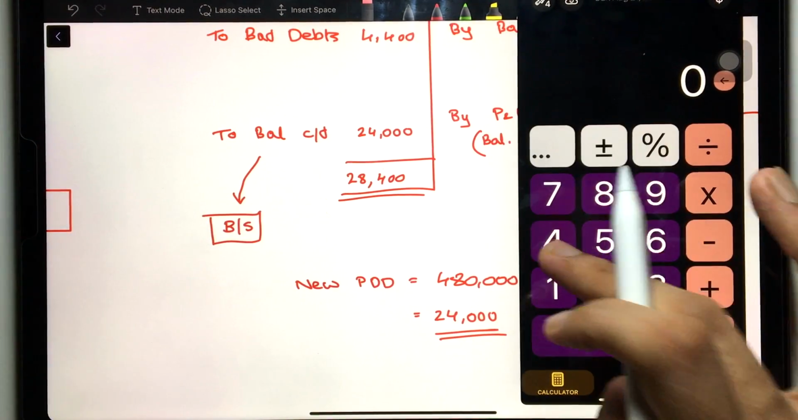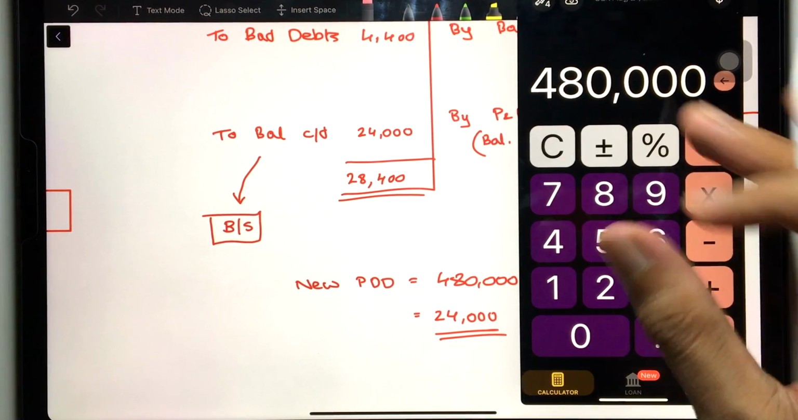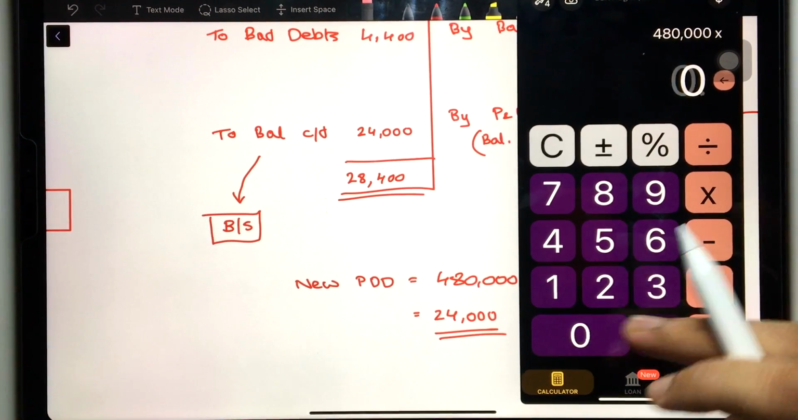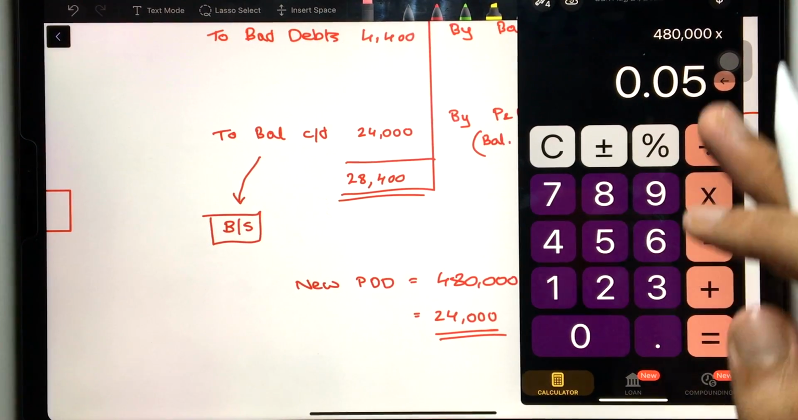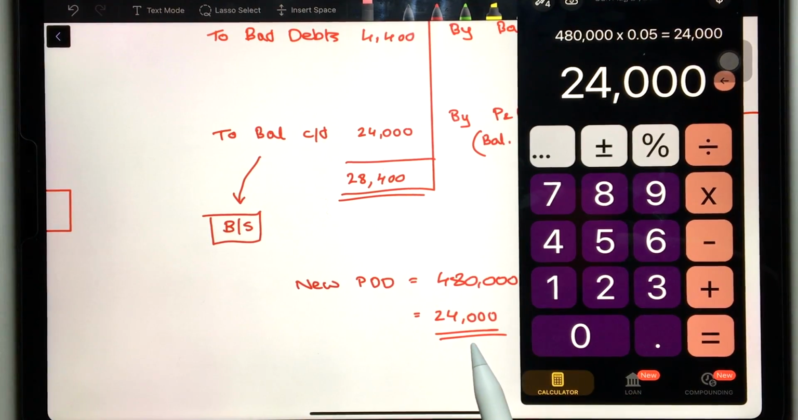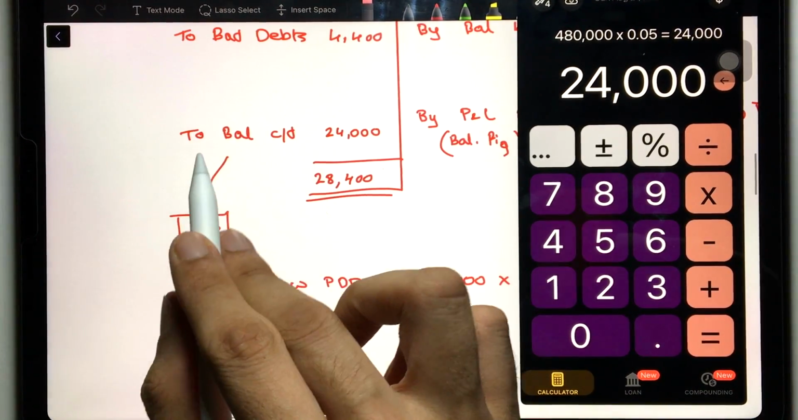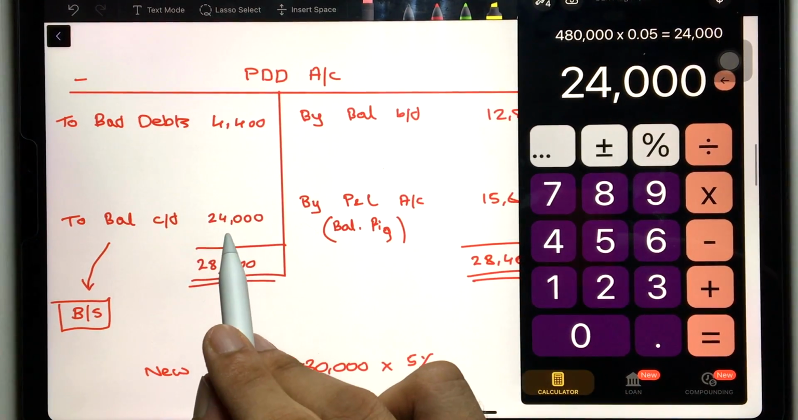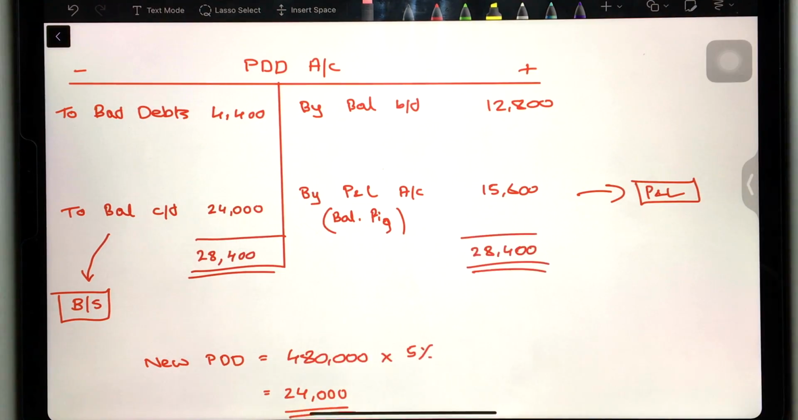Let's just do that in calculator. 4,80,000 debtors given in trial balance into 0.05, the provision for doubtful debts percentage, that will give you 24,000. This is the new PDD, provision for doubtful debt, you have to maintain, and this will be your closing balance, 24,000. Simple and straightforward. After this, you will have to find out the balancing figure. You can easily do that.